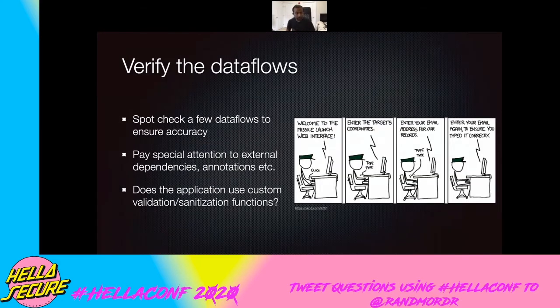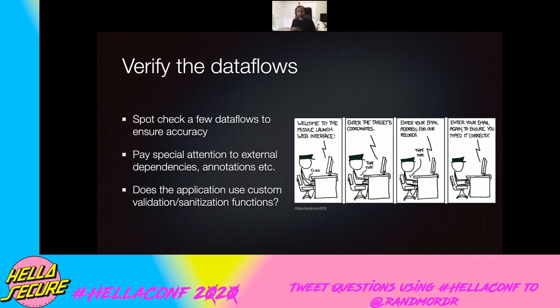Next one is to verify the data flows. We did speak about in the cons how there could be inaccurate data flows. So it's not going to be possible to exhaustively check all data flows, but try to spot check some of those, especially areas where there are external dependencies, annotations, and so on. If you are familiar with custom cleansing functions and so on, that's also something to quickly look out for.